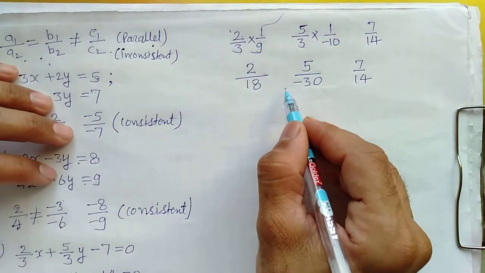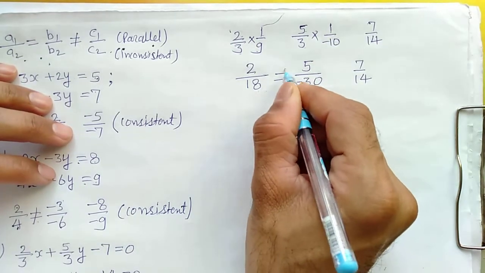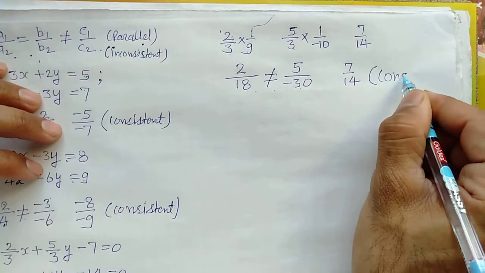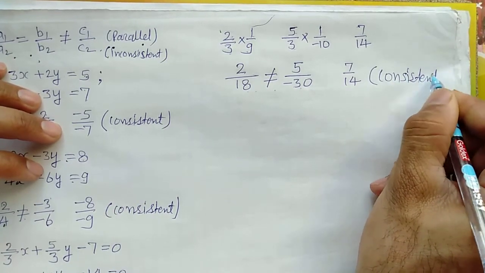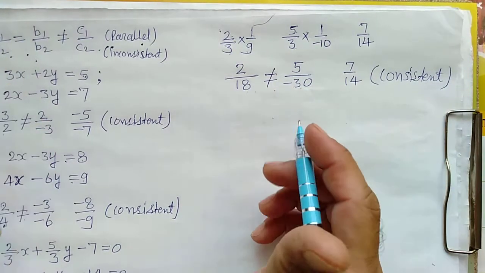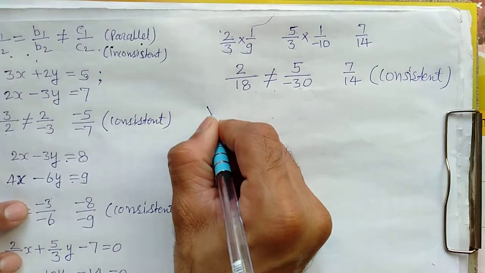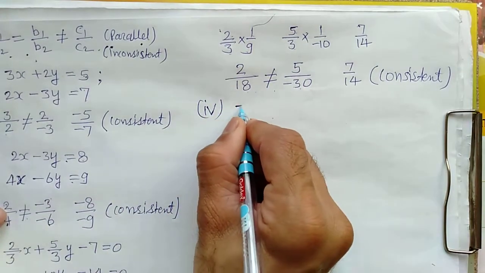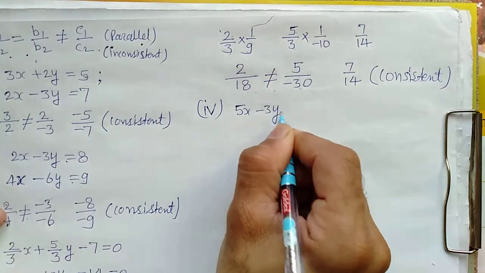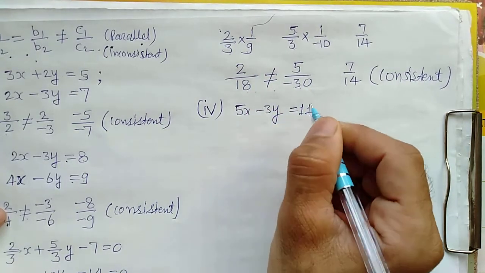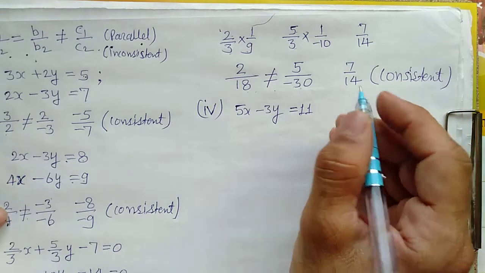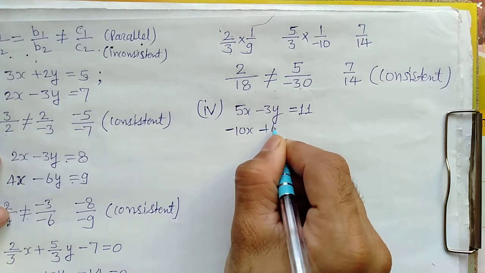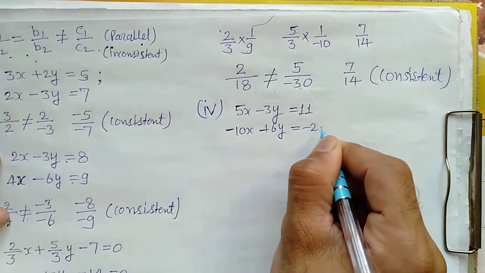By looking we can say these are not equal. These are not equal means they are consistent. Right? This was number 3. Now number 4. Number 4 is 5x minus 3y is equal to 11. And the second one is minus 10x plus 6y is equal to minus 22.